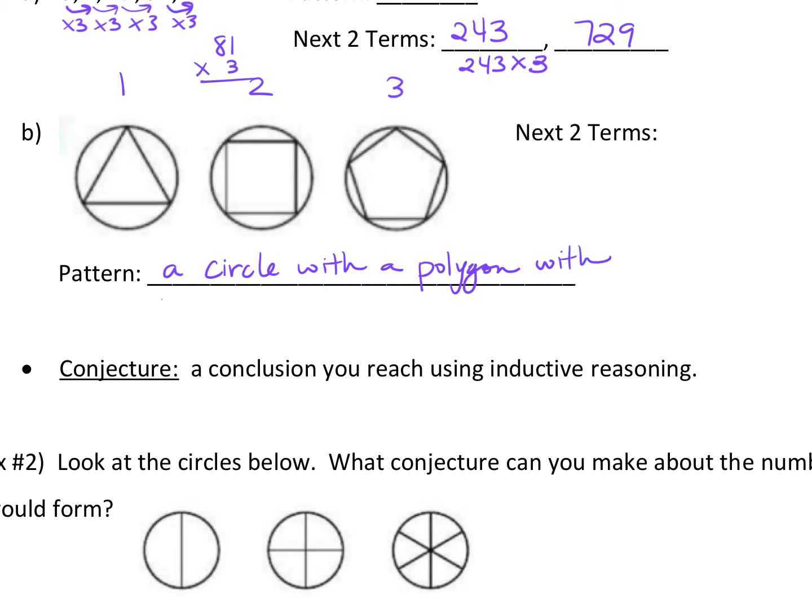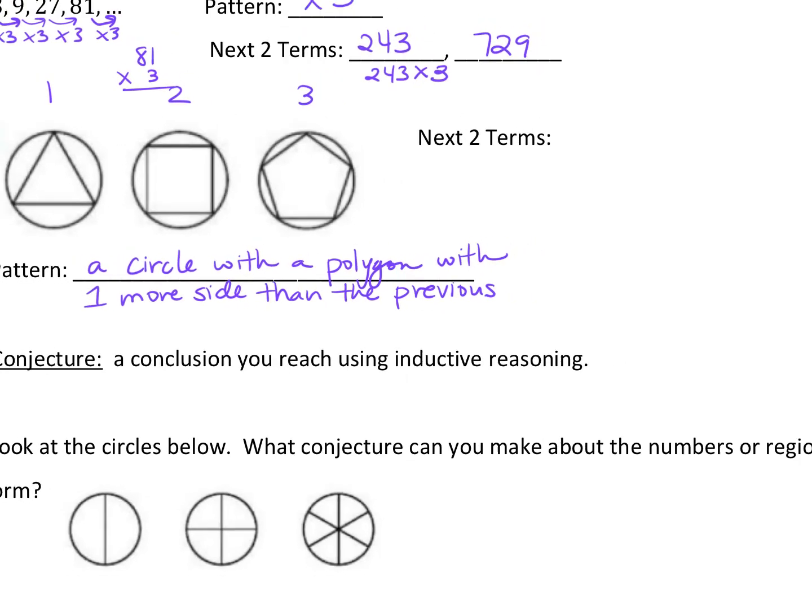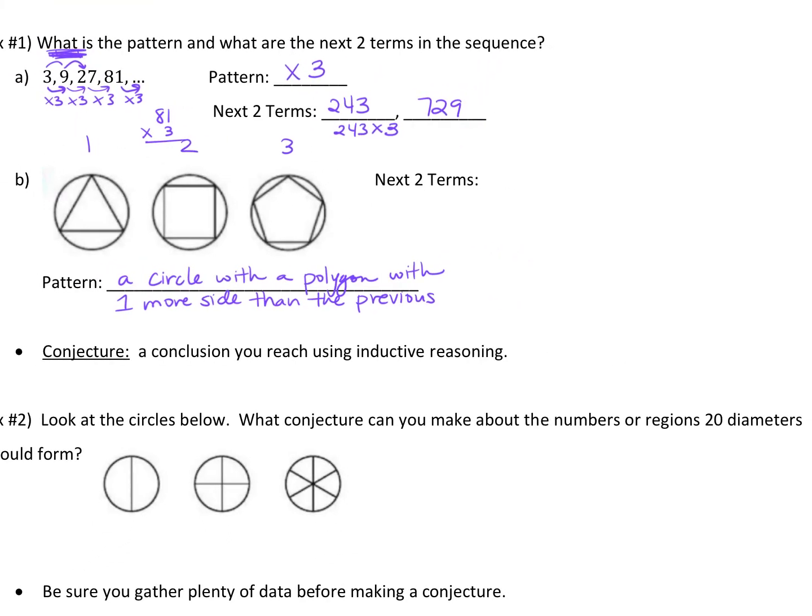With one more side than the previous, or than the shape before it, would be fine. Right? So you're adding a side to that polygon inside each time. Okay? It is a circle with a polygon with one more side than the previous one. Okay, so when you go to draw your next two terms, then you want to make them as true to scale as possible, because we want them to actually look like what the next two terms would be.